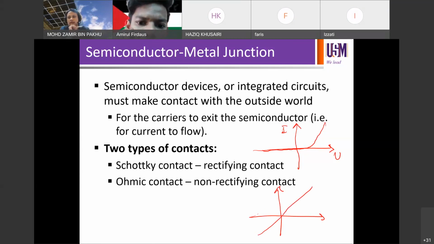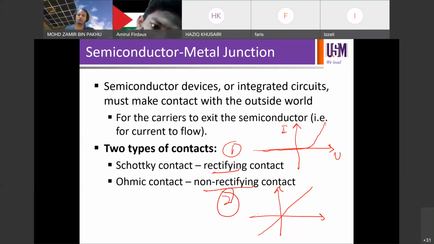So it looks like that. The resistance is low, and it allows the current to flow in both directions. When you talk about rectifying, it's only one direction. When you talk about non-rectifying, it allows the current to flow in both directions.